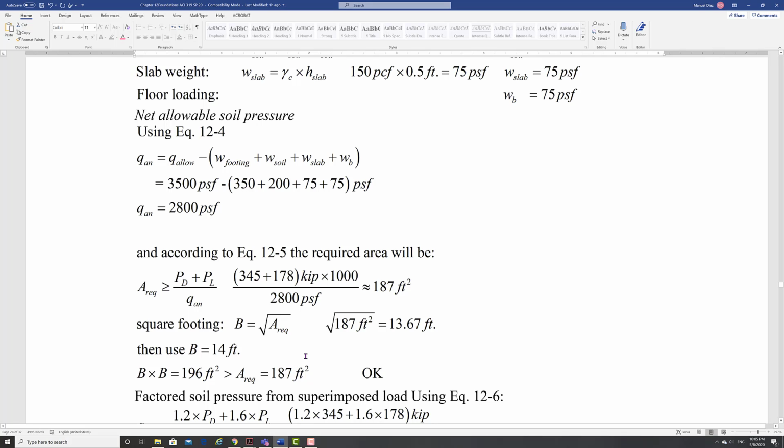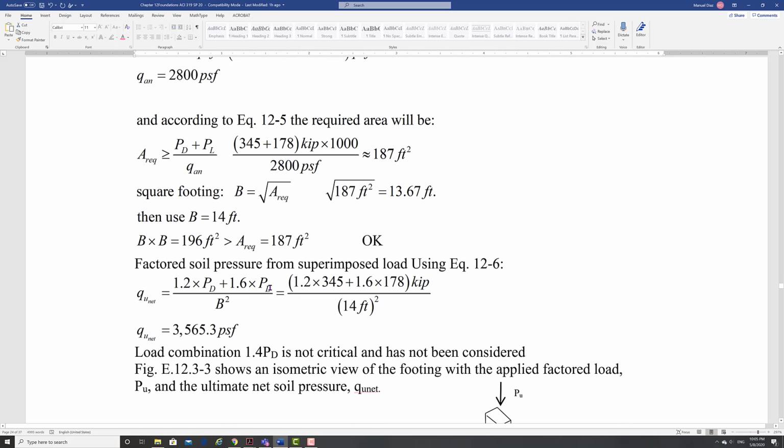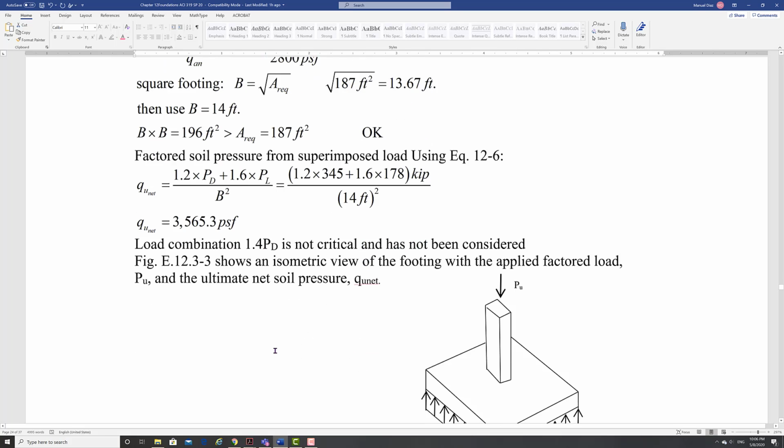So the only purpose then of factoring things is to be able to find this area. When you got this area, you factor your loads again, or normally you already have them factored, right? And you divide by the area and that gives you the ultimate pressure. This is the pressure that's being applied in the footing to create your bending and shear values. Of course, loading 1.4 doesn't control, and that's why it has not been considered.